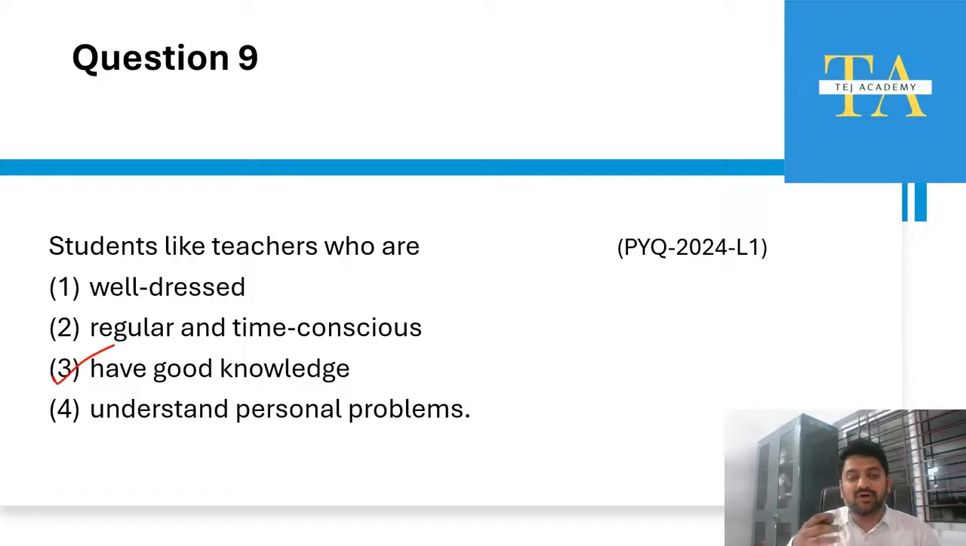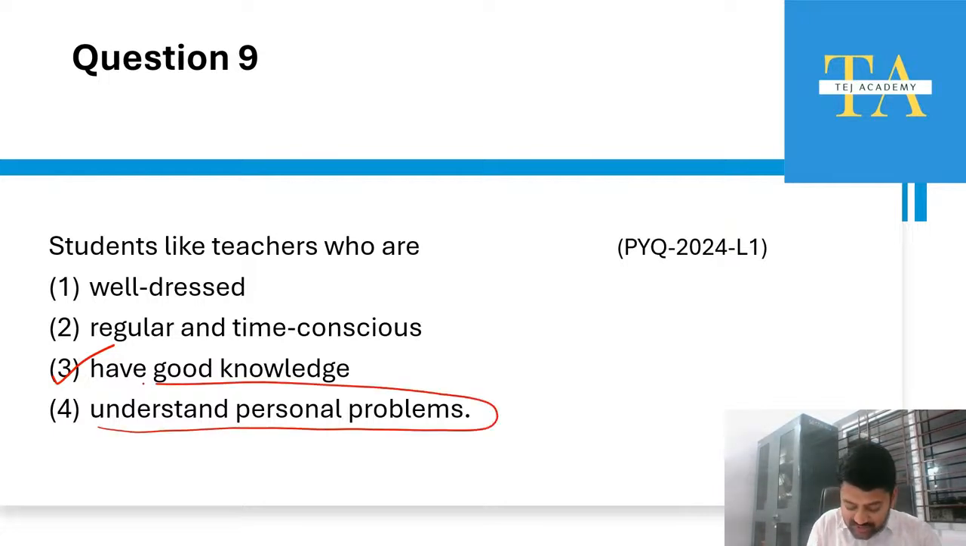Three, have good knowledge on the particular subject he teaches. You should have a good knowledge. That is the primary character. Well dressed, regular, maintaining punctuality, understanding the personal problems of this fourth one, understanding the personal problems of the student is not a criteria to decide the teacher quality. So the third one is correct option.